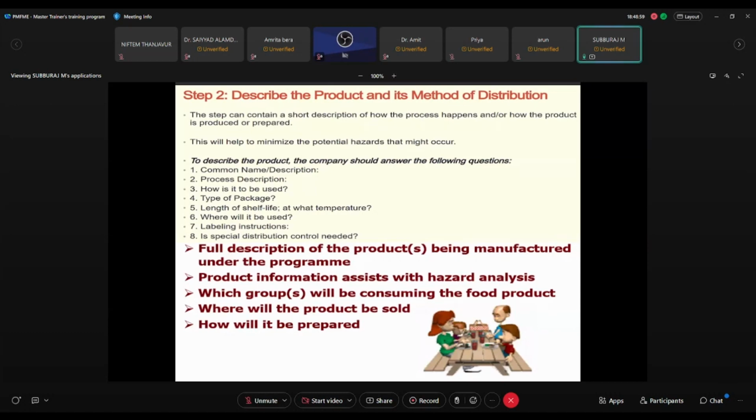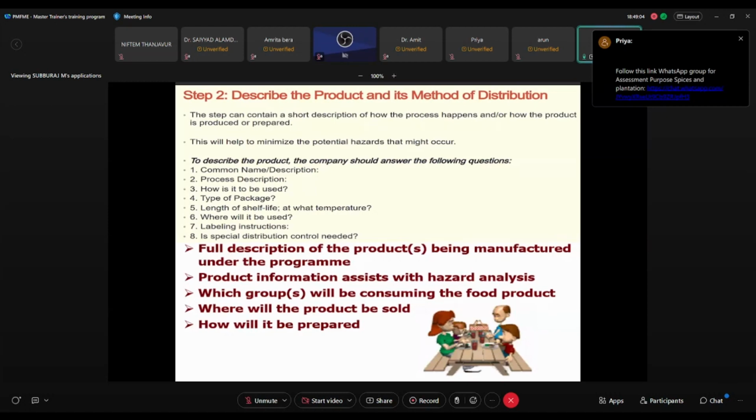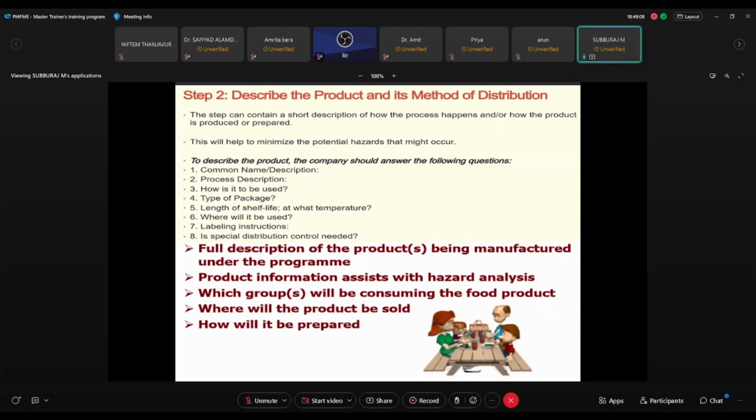We are now discussing how to describe the product and its method of distribution. So you have to make a list like that. At first, process category. If I am taking up the slaughterhouse, then the process category is slaughter. What is the product? The product is meat. And what is the common name? The common name is meat and meat varieties. That may be the property food also.